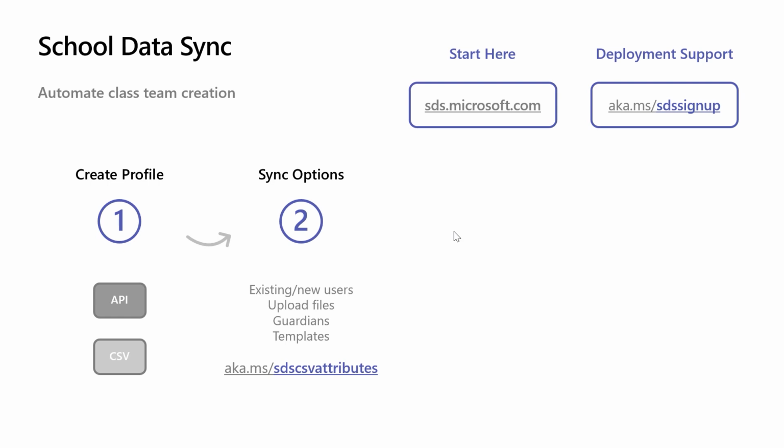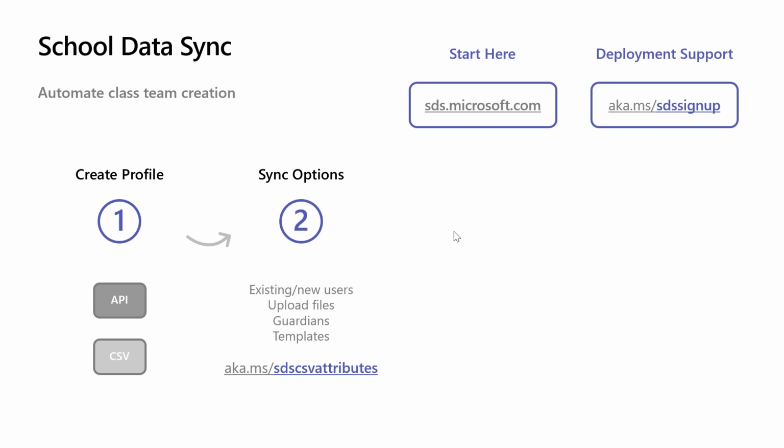The second thing you need to do is synchronize your options. You need to identify if the users that you're uploading are already existing users, potentially using AAD Connect to create your users in Azure Active Directory, or if they're brand new users. You can upload the files. You can also identify guardians, and for guardians, we can even say what their email address is, making all that information available.